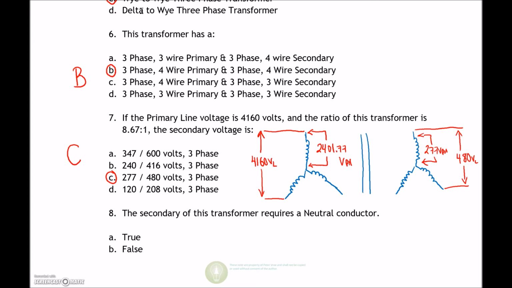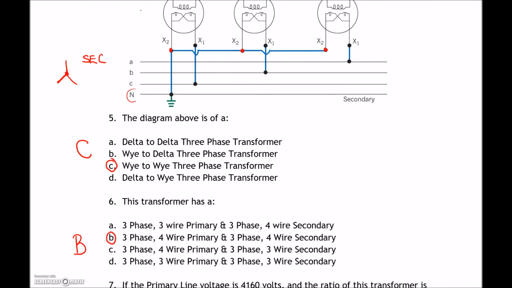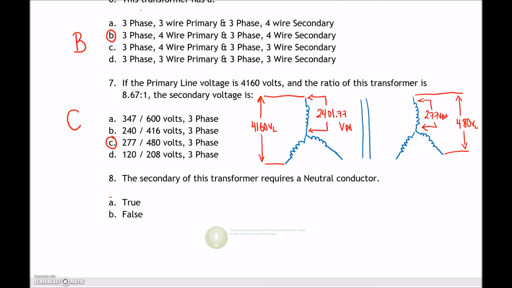Secondary of this transformer requires a neutral conductor, for sure. That guy's going to feed a three-phase load, and any unbalances are going to come back on as a neutral, right? So there's our neutral right there. Okay, so for 8, our answer is true.